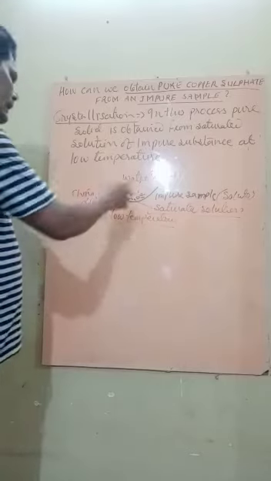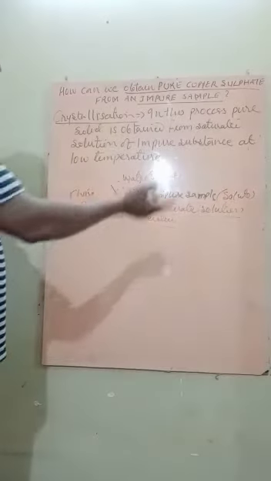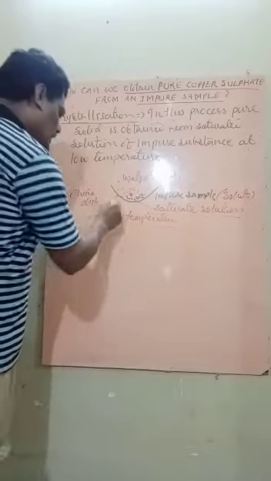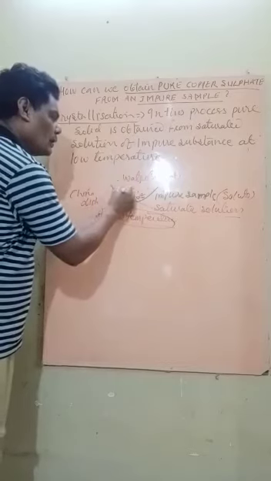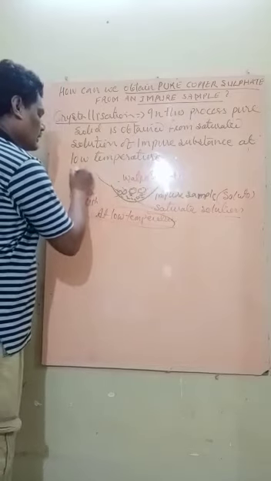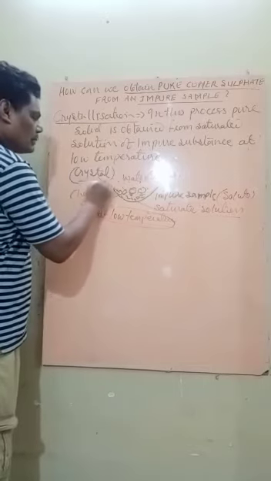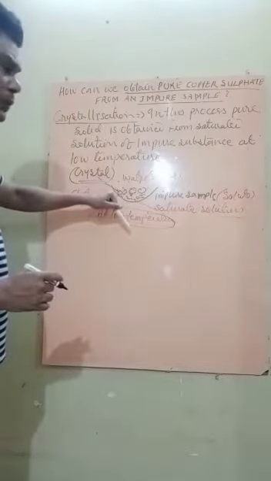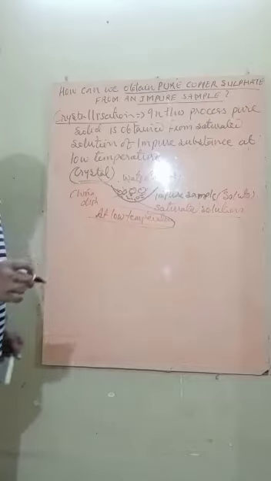So student, at room temperature earlier, that is when the temperature was high, more solid was dissolved. But when we decrease the temperature, that is at low temperature, the dissolved solute will come out in the form of crystals, that is crystals of pure solid or pure substance. So this process is known as crystallization.